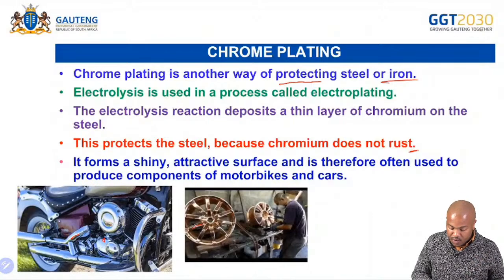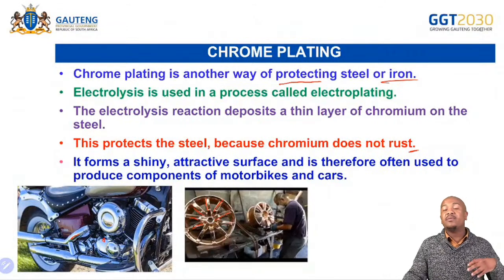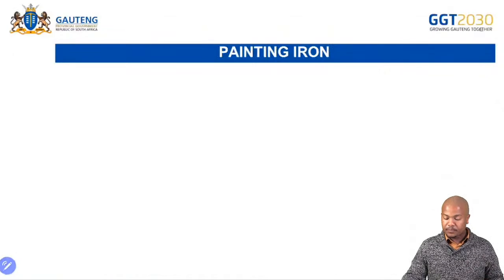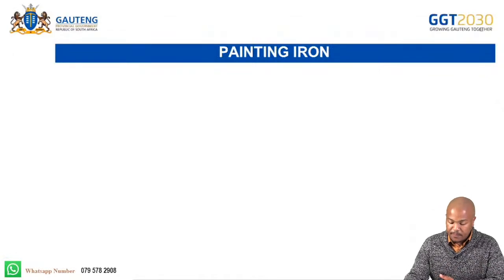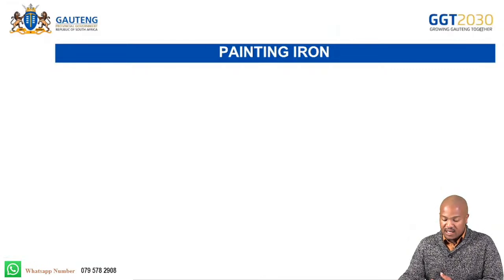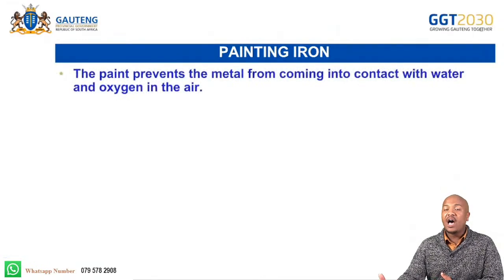And also we have chromed our mag wheels so that we keep them shiny for a long time. So as we've said again, another way which you can use to prevent rust is by painting iron, right?